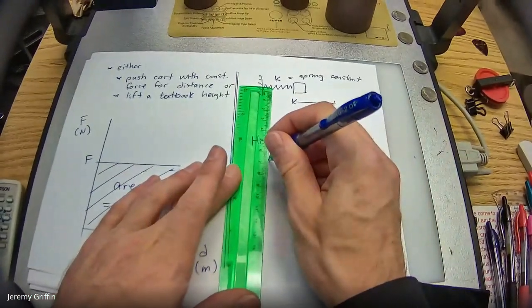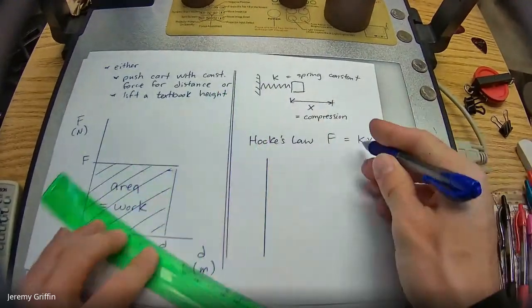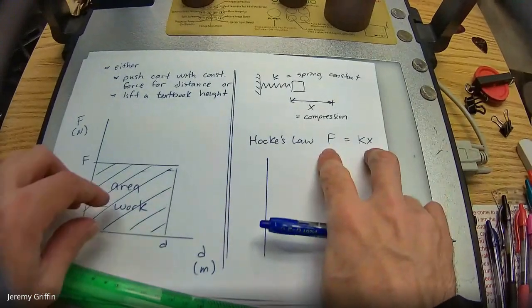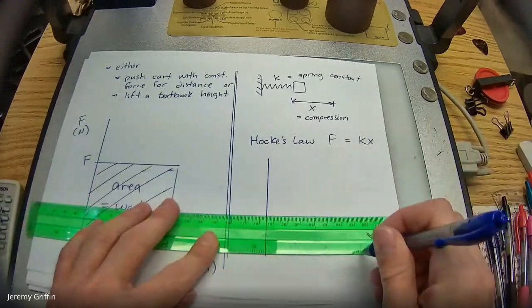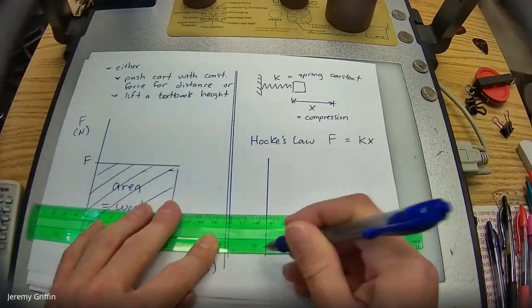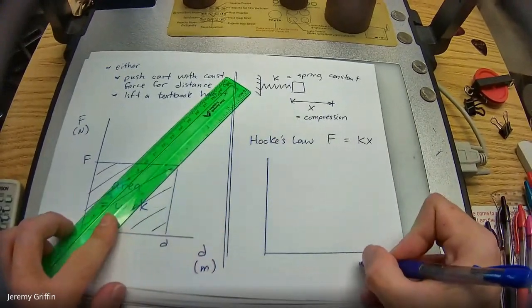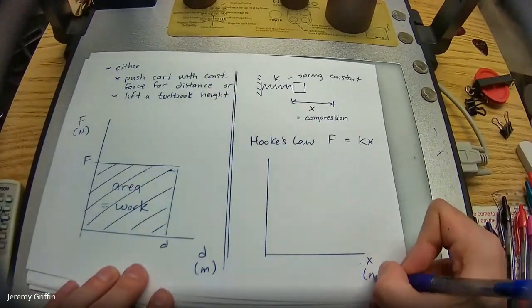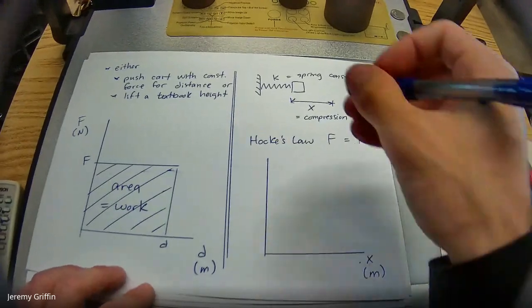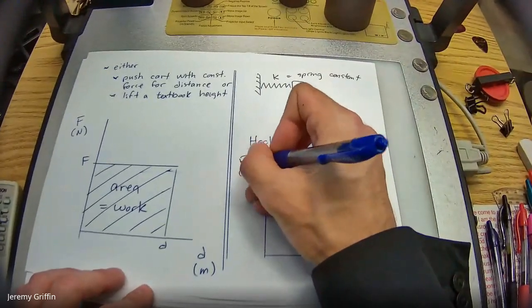So let's make that graph. Because F equals kx, huh? Looks like we're juggling variables that look pretty similar to the graph that I just made over here. We've got forces, we've got distances. So let's throw compression distance x on the horizontal axis. That could be in meters or centimeters. Okay? And force in newtons on the vertical axis.